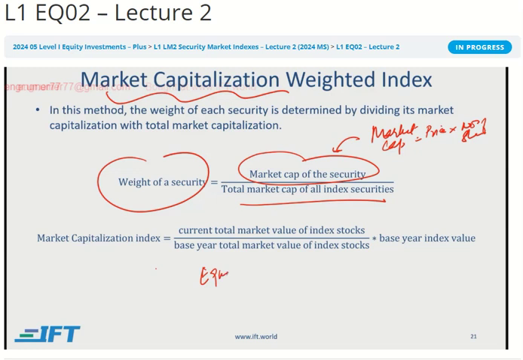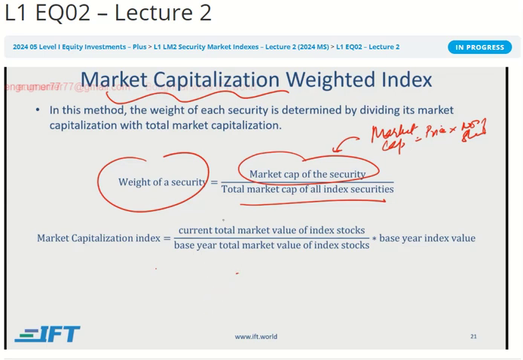For equal, what did we say? We said for each stock, based on the change in price, you calculate the return, and based on the dividend that it has paid you compared to its own price, for each stock separately you calculate the return, and then you take the average of all of them.